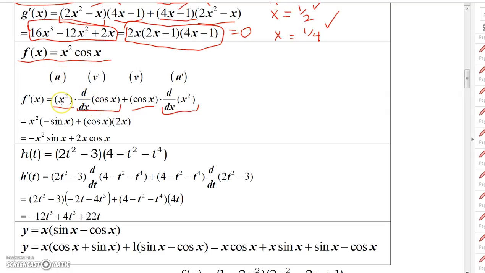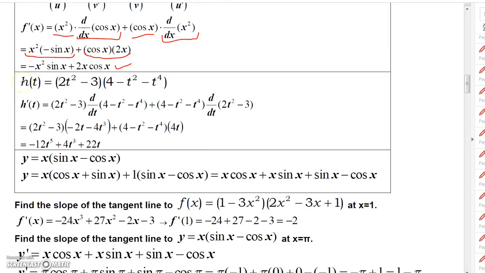So let's go ahead and differentiate. So I have x squared comes down, and then we know the derivative of cosine x is minus sine x from the previous section. And then we have cosine x times the derivative of x squared, which we know is 2x. And now, simplifying this is minus x squared sine x, and then this is plus 2x cosine x. So that's the derivative of that one.